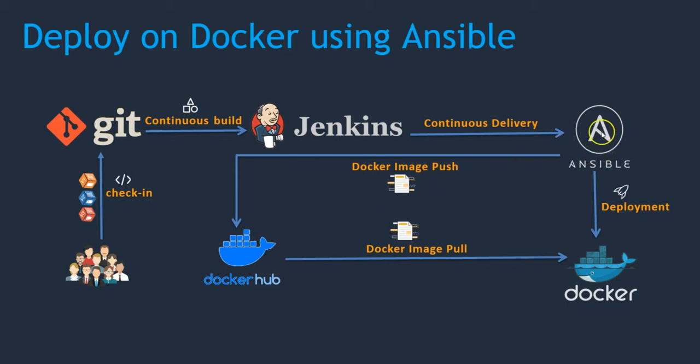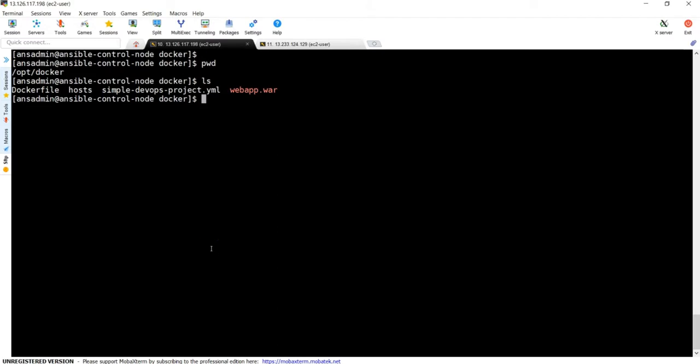Another Ansible playbook will run on all the target systems so that whenever we run that playbook, Ansible is able to initiate Docker pull command on the target system and also Docker container creation. So let's jump into Ansible server and create those playbooks. I am on my Ansible server. Here we have a playbook called simple DevOps project.yml. Let's create a new playbook to create an image and push it into Docker Hub.